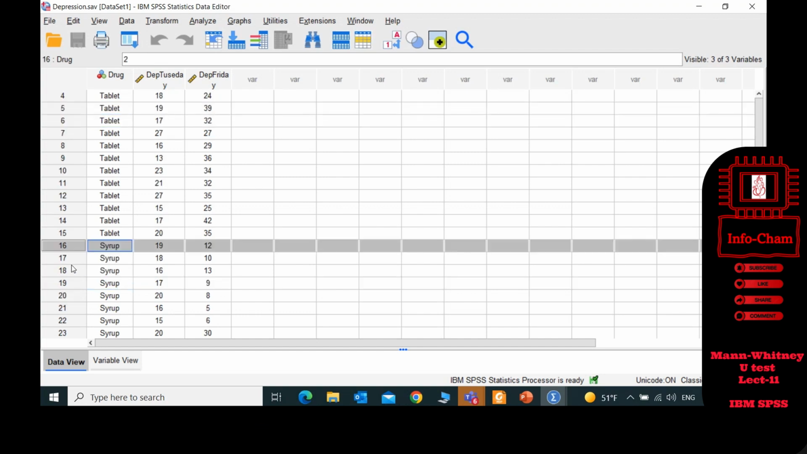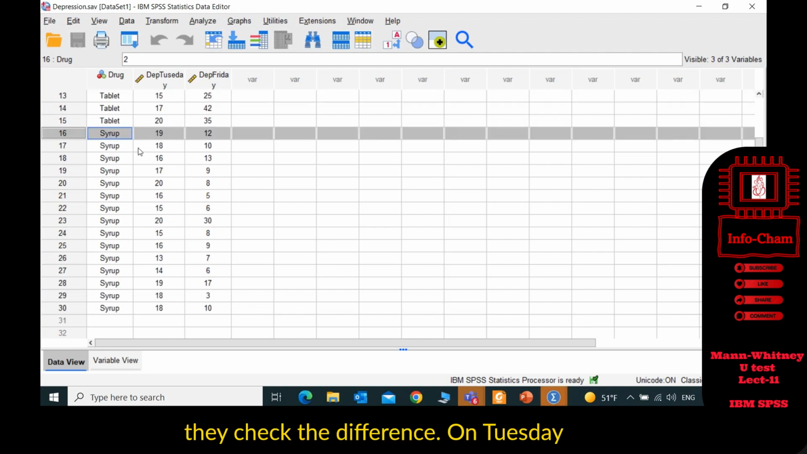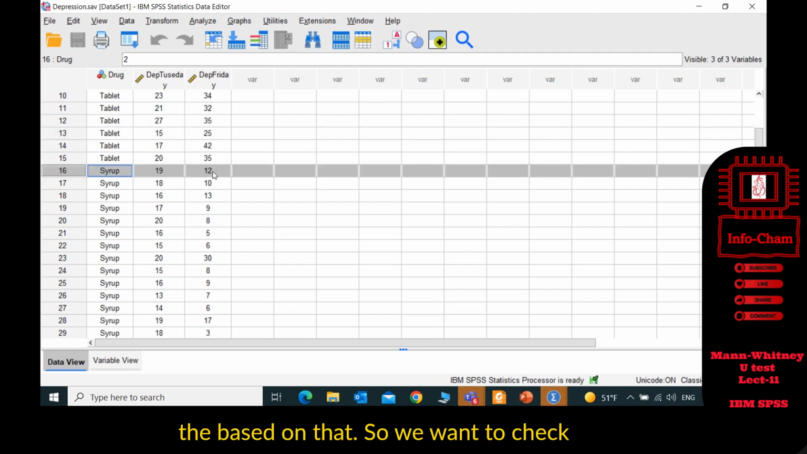So this is for the syrup. 15 participants were given the syrup, and then they checked the difference. On Tuesday they were given it, then they saw the depression level, and this is the Friday, right? So for the depression level, they asked some questions, and there was some value. This is a hypothetical study. It is not a genuine real study. So we have to understand it based on that.